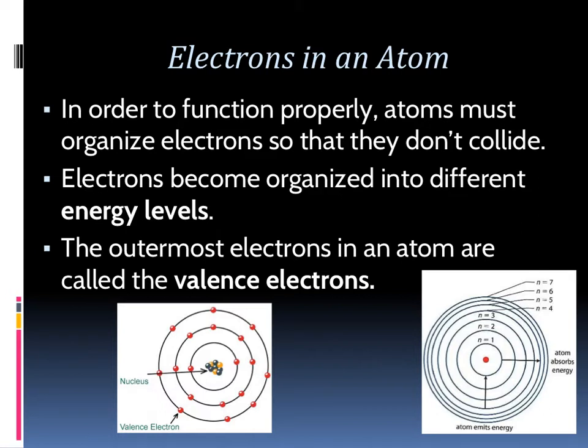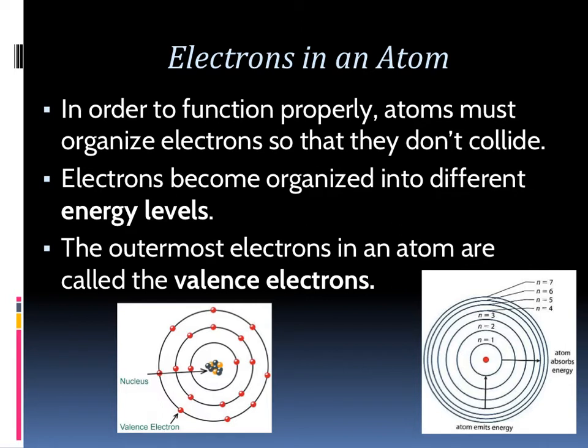So in order to function properly, atoms must organize electrons so they don't collide. Remember, when we talked about the quantum mechanical model, we said that electrons are all negative, and two negatives don't want to be too close together. That's just like magnets. If you put the north end and the north end of a magnet together, they're going to repel. So we need the atoms to organize their electrons so they don't collide, because they're all repelling each other. Electrons want to get as far apart as possible.